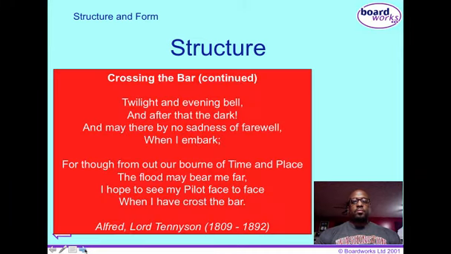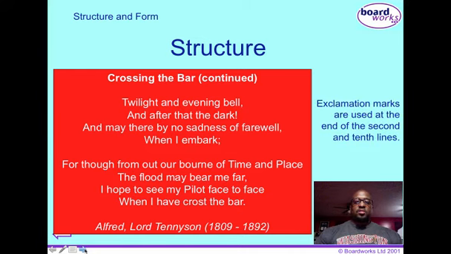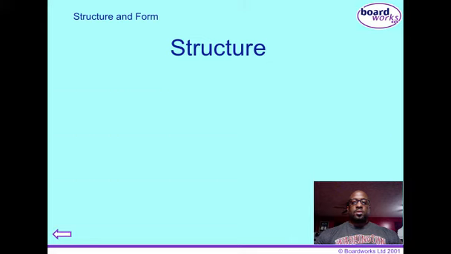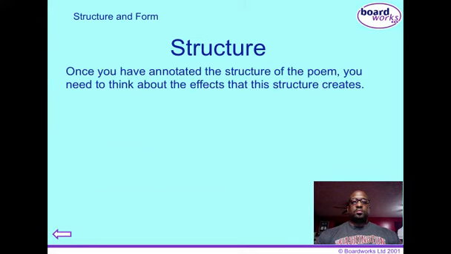So here's another poem. We'll look at the structure here. So you have exclamation marks used at the end of the 2nd and the 10th lines. Here, verse 3 ends with a semicolon, which means it's a continuation. There's some point that's going to be made with that idea. And verse 4 ends with a full stop.